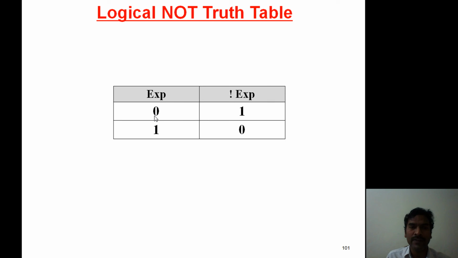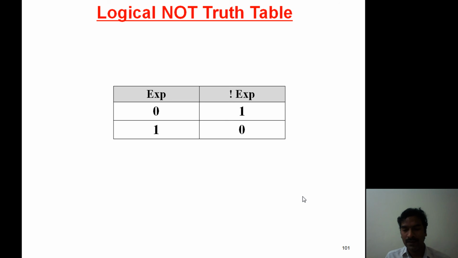If the expression value is 0, it complements as 1. If the expression value is 1, it complements as 0. That means if the expression value is false, the resultant expression with logical NOT is true. If the expression result is true, the logical NOT expression result is false.